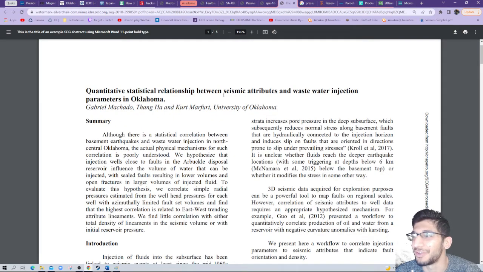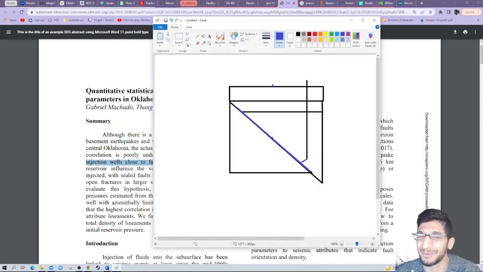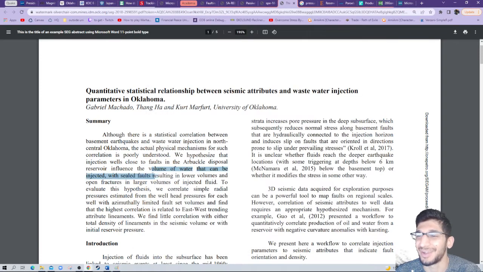And then here is another one that also talks about Oklahoma. Remember why Oklahoma is critical? It is because it is very similar to the earthquake magnitude that we saw in Kuwait, and very similar in depth. Depth is the critical point here. And they hypothesized that injection wells close to faults, remember why faults are important, right, is what causes these earthquakes.